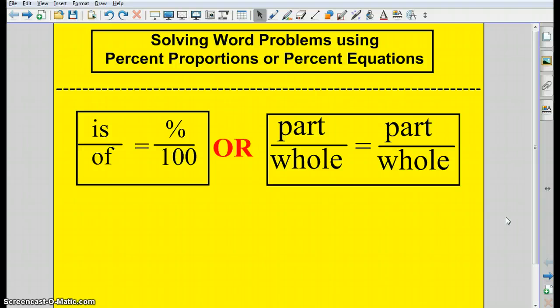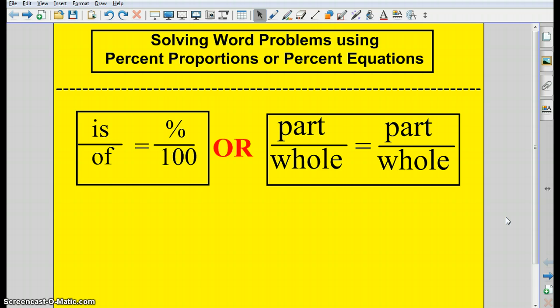Welcome to today's lesson on solving word problems using percent proportions or percent equations. We're teaching this lesson based off the understanding that you just learned how to solve percent proportions and percent equations, and we're going to move on to solving word problems.